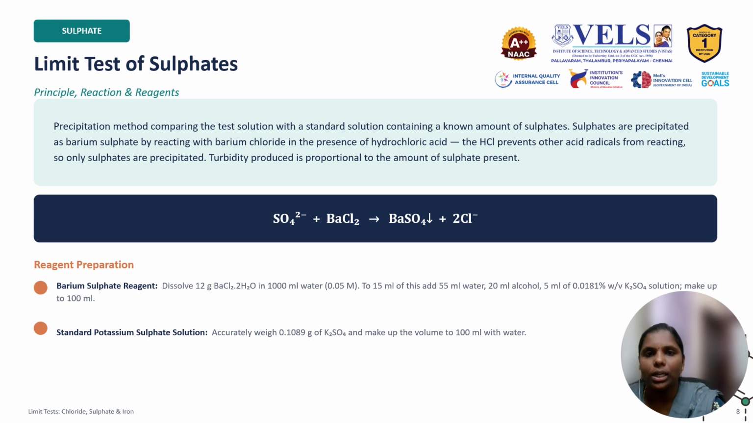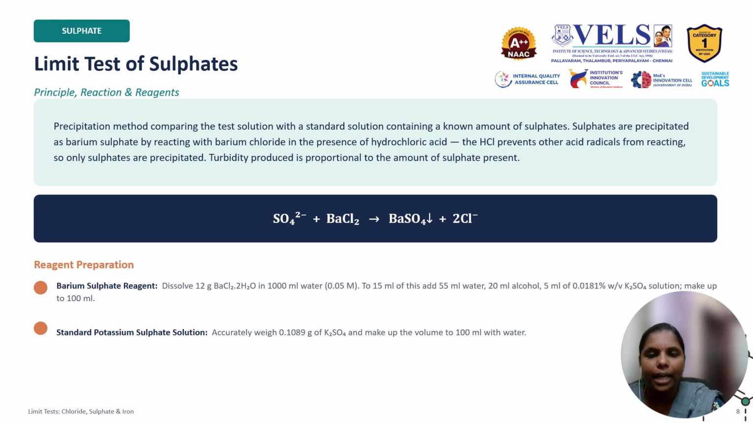The sulfate ion generally reacts with barium chloride to form insoluble barium sulfate, and it leads to producing turbidity. As we can see in the reaction here, when sulfate reacts with barium chloride, it leads to the formation of barium sulfate. So this barium sulfate is responsible for the formation of turbidity.